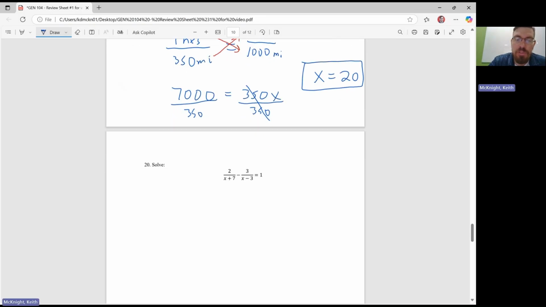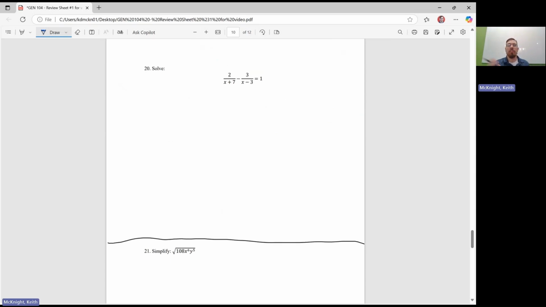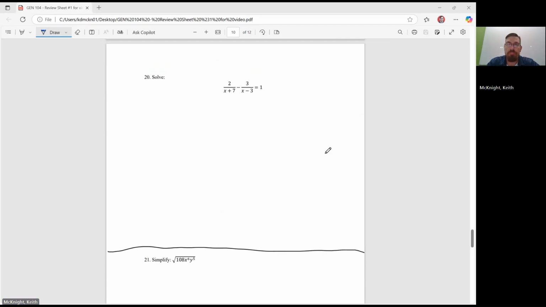Okay, so now we're going to move to number 20. So we're getting close. So, okay, when solving a rational expression, the first thing we want to do is find our restrictions. So remember a few questions ago, a restriction is anything that will make a bottom 0. So the bottom of a fraction cannot be 0 because that means we would divide by 0. So we're going to find those restrictions.